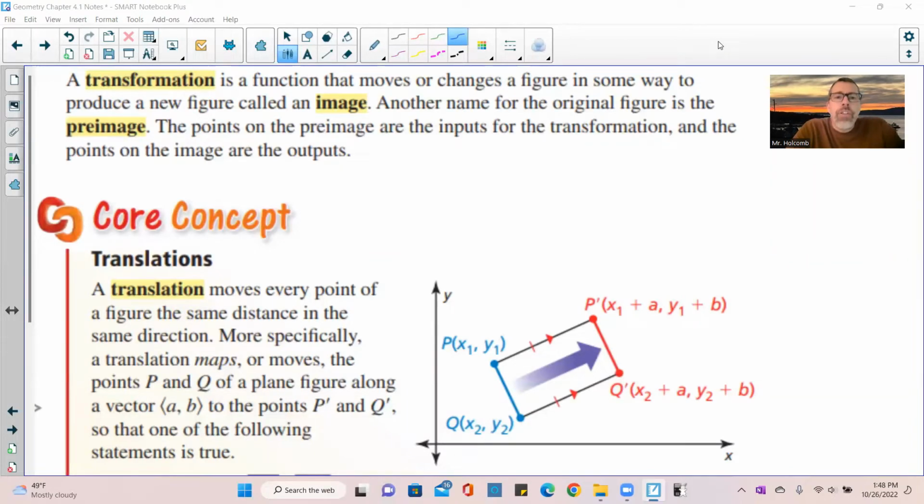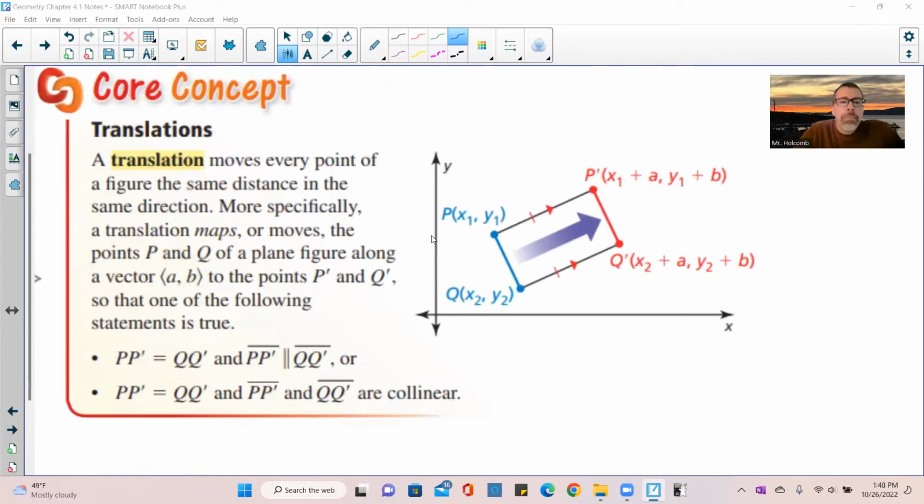Okay, a transformation is a function that moves or changes a figure in some way to produce a new figure called an image. Another name for the original figure is the pre-image. The points on the pre-image are the inputs for the transformation, and the points on the image are the outputs. So here's the core concept for translations. A translation moves every point of a figure the same distance in the same direction. More specifically, a translation maps or moves the points P and Q of a plane figure along a vector <a, b> to the points P prime and Q prime so that one of the following statements is true. PP prime equals QQ prime, and segment PP prime is parallel to QQ prime, or PP prime equals QQ prime and PP prime and QQ prime are collinear.